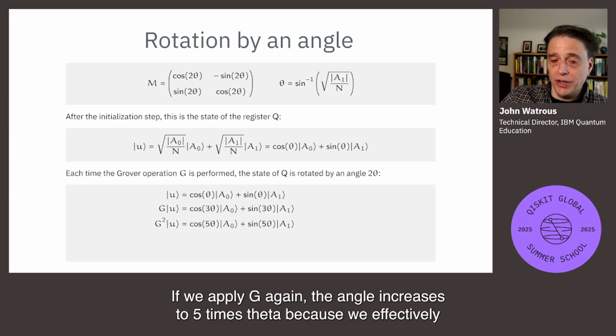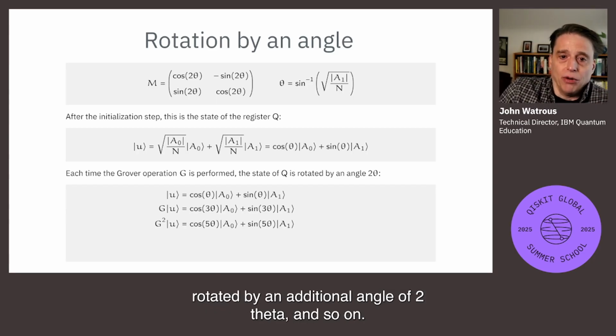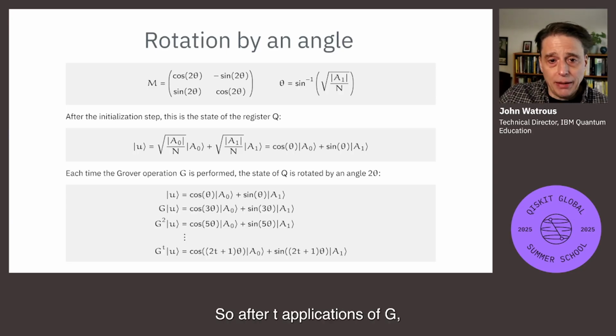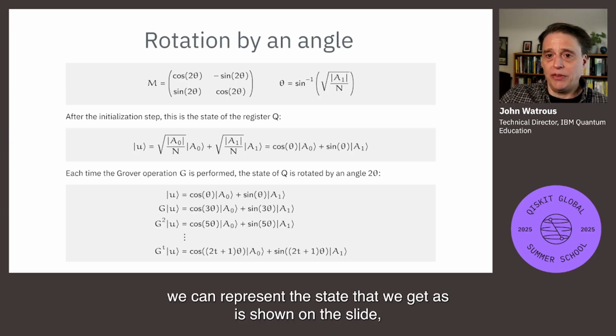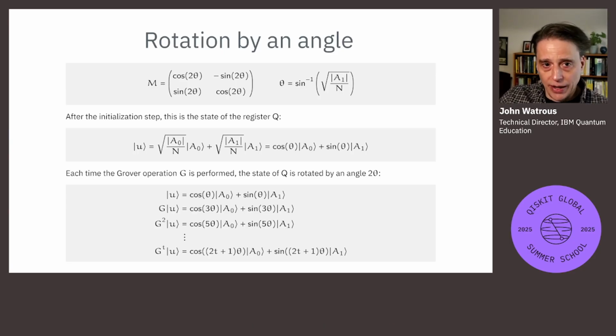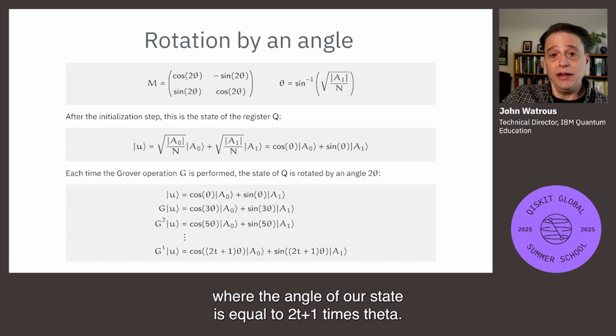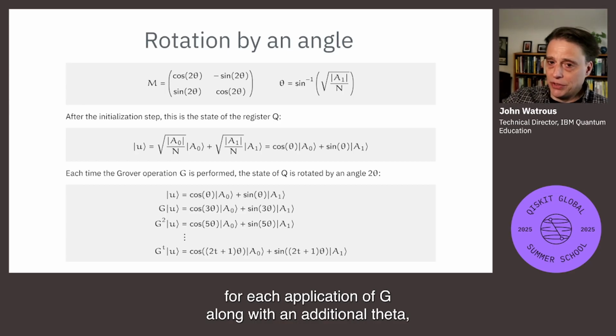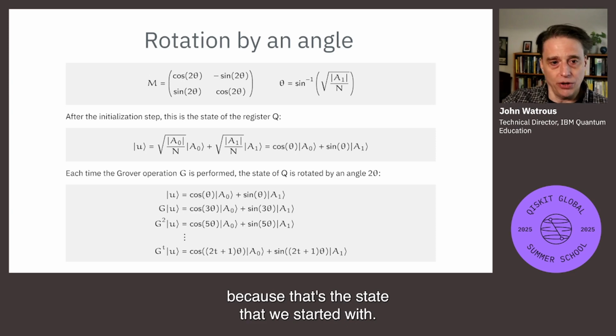If we apply G again, the angle increases to 5 times theta, because we effectively rotated by an additional angle of 2 theta, and so on. So, after t applications of G, we can represent the state that we get as is shown on the slide, where the angle of our state is equal to 2t plus 1 times theta. That's 2 times theta for each application of G, along with an additional theta because that's the state that we started with.